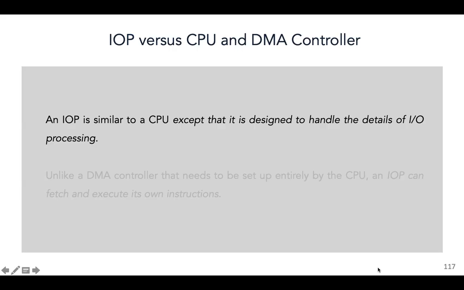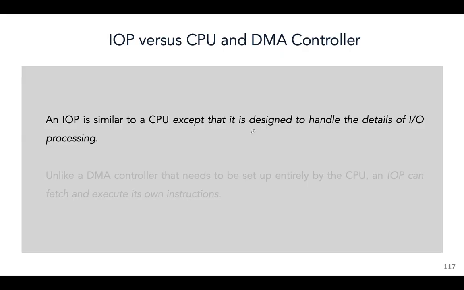Alright, so it's important at this point to understand the difference between IOP, CPU and DMA controller, because they have a lot of things in common, right? So first of all, IOP versus CPU. IOP technically is a processor, and CPU is also a processor. So what's the difference? An IOP is like a CPU which is designed to handle the details of IO processing. So it's like a CPU, but it deals only with IO processing. CPU will do everything. IOP will only handle the input-output devices.